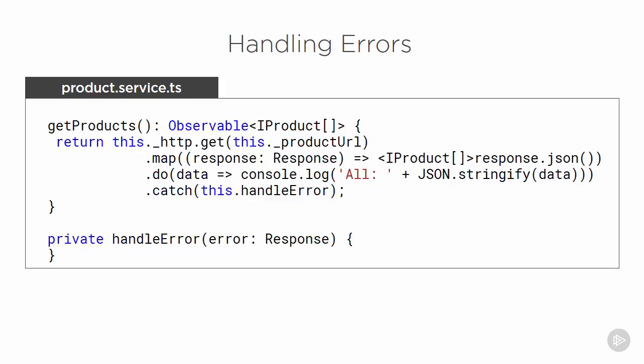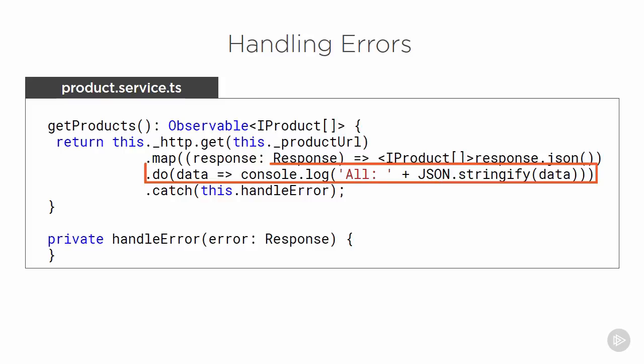As you can imagine, there are many things that can go wrong when communicating with a back-end service. Everything from an invalid request to a lost connection. So let's add some exception handling. We'll add a catch and pass it the name of an error handling method. The error handling method gets one parameter, the error response object. In that method, we can handle the error as appropriate. We can send the error information to remote logging infrastructure or throw an error to the calling code.